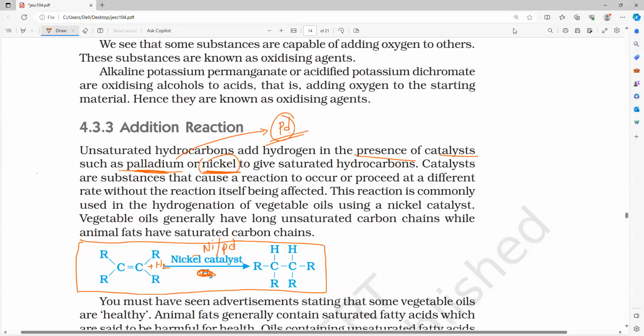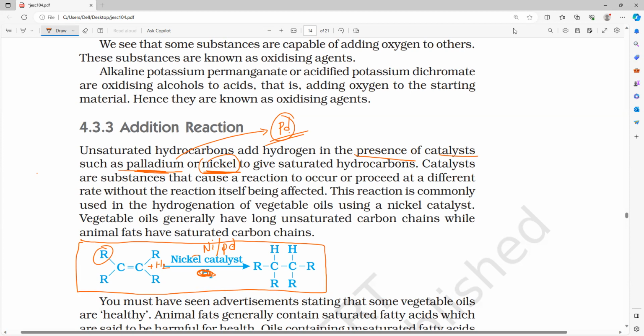Palladium symbol, Pd. Clear? Now, this R bond indicates the different oils we have. You can see vegetable oils: mustard oil, cottonseed oil, groundnut oil, sunflower seed oil. Different varieties of oils are available in the market.